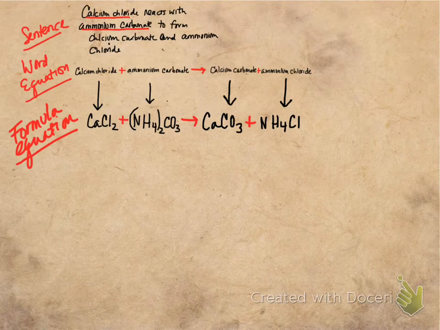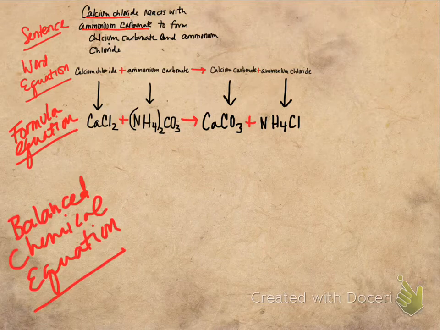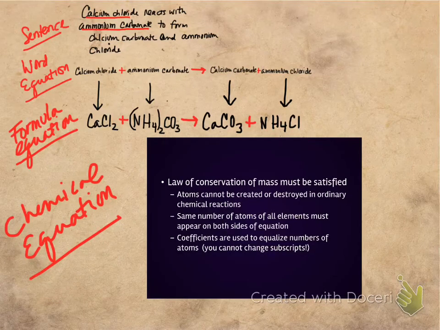Okay, so now that we've learned to go from a sentence describing a reaction to a word equation to a formula equation, we now need to learn to write a balanced chemical equation. And a balanced chemical equation is very often just described as a chemical equation, because the balanced is sort of understood. If you're writing a chemical equation, it darn well better be balanced. Before we learn how to balance, let's go back and revisit one point. That pesky old law of conservation of mass.